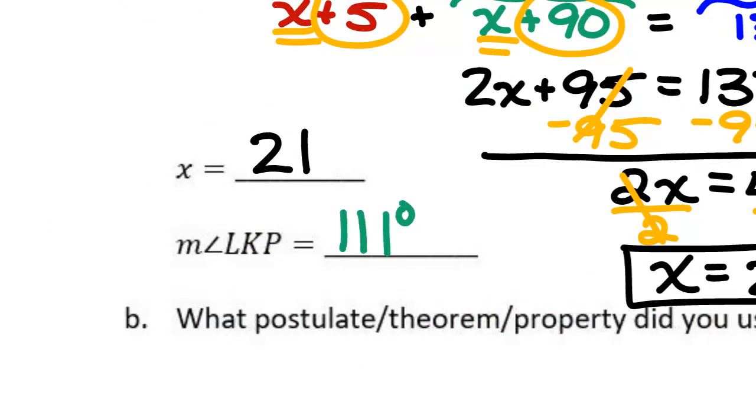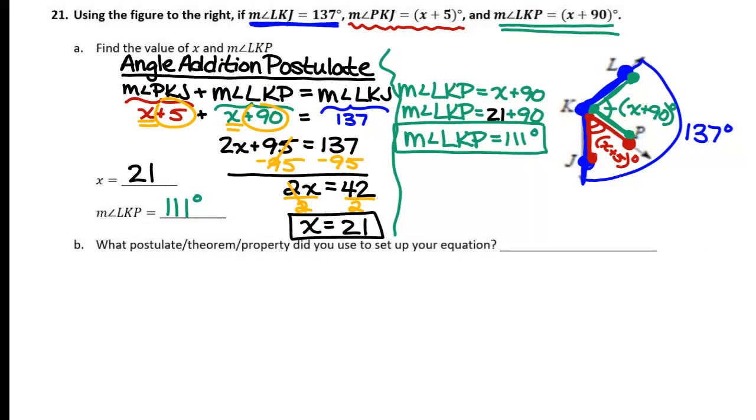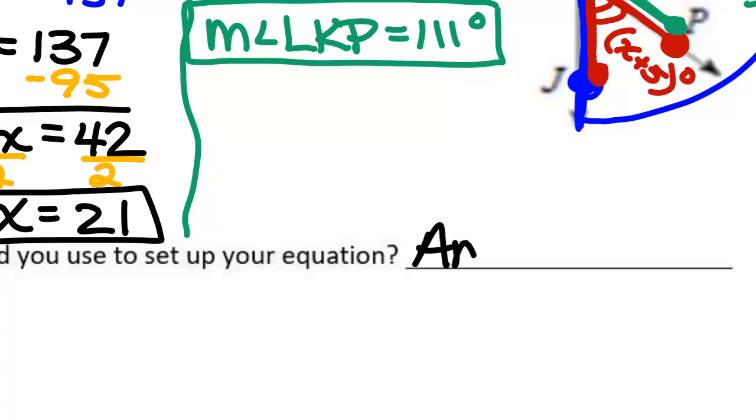And then this question has a part B, and I actually already made you guys answer this part. What postulate, theorem, or property did you use to set up your equation? The angle addition postulate.